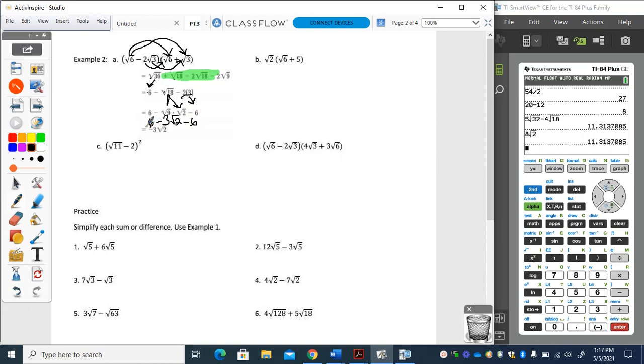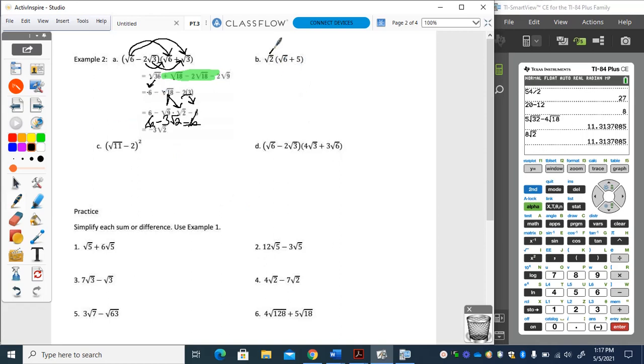Can we combine any like terms? Yes, 6 and negative 6, and that gets us 0. So we're just left with negative 3 times the square root of 2. All right, let's keep going. Let's look at B. So we have the square root of 2 times the square root of 6 plus 5.